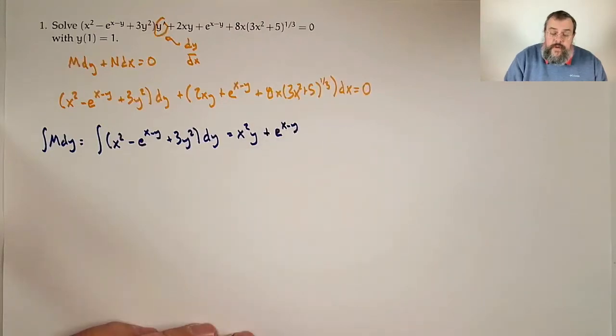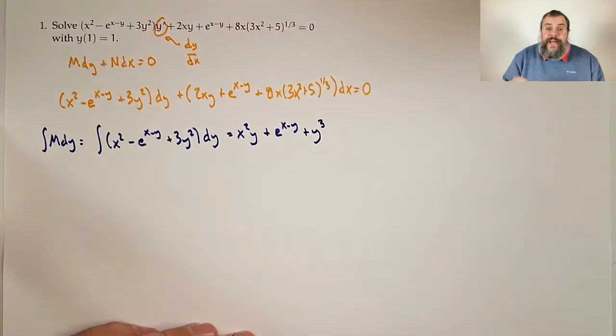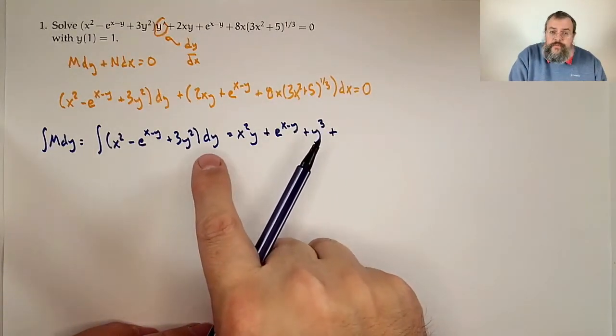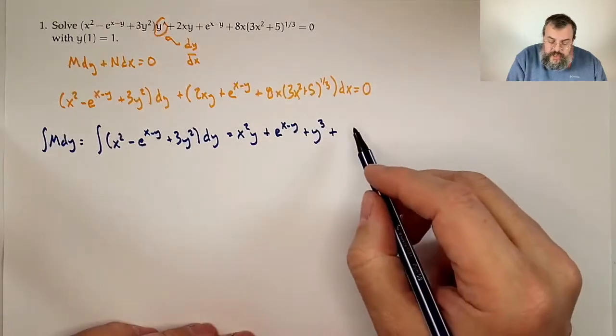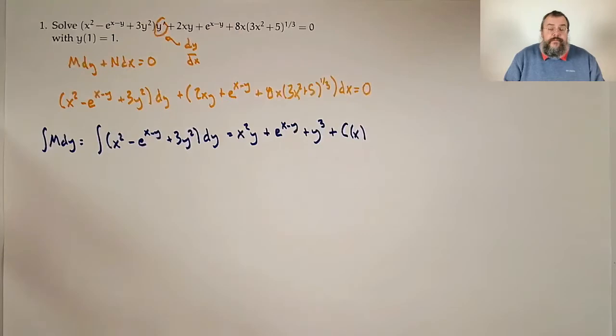And the integral of 3y squared with respect to y is y cubed. Wonderful. And then a constant. A constant what? Well, it's not a constant number because it's a constant with respect to y. And anything which only depends on x is a constant. So some constant function of x. All right, great. Well, that's part of it.